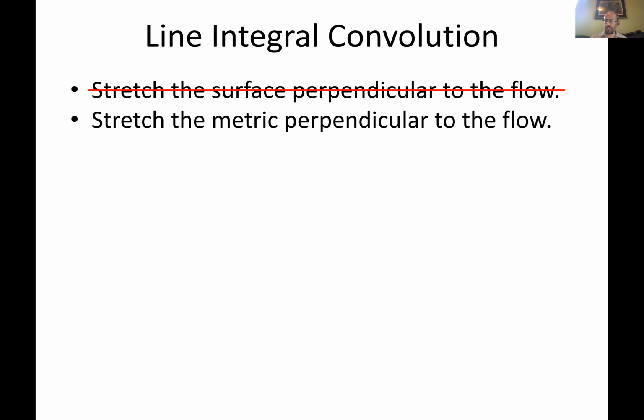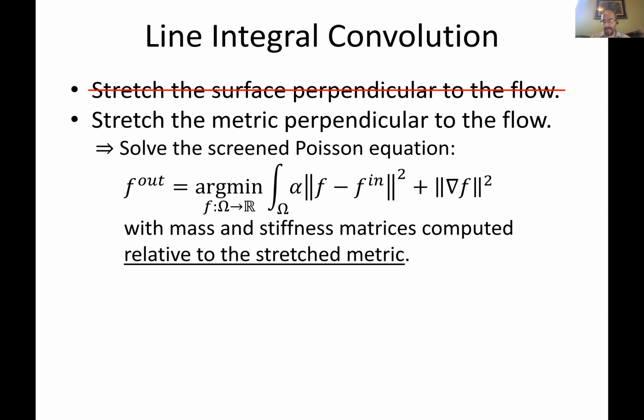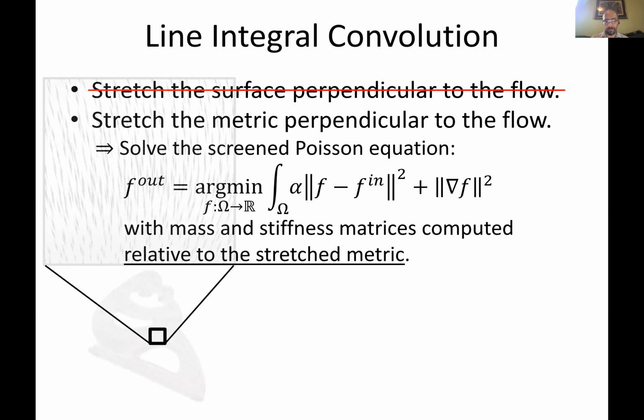All we need to do is change the notion of edge lengths to say, this edge that is perpendicular to the direction of the flow should become longer. Okay, that's all we need to do. And then in that context, we're going to do this anisotropic blending. And we're done. So here you go.